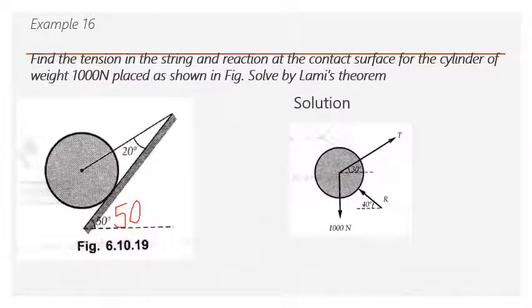Here, what are the forces acting? One is the weight of the sphere, given as 1000 Newton, and there is the tension, as it is connected to the string. Strings are subjected only to tensile forces, so you have to show the forces away from the body, that is T, and the reaction that acts perpendicular to the plane. If the plane is inclined at 50 degree, then the reaction will be 90 minus 50, that is 40 degree with the horizontal, or 50 degree with the vertical.